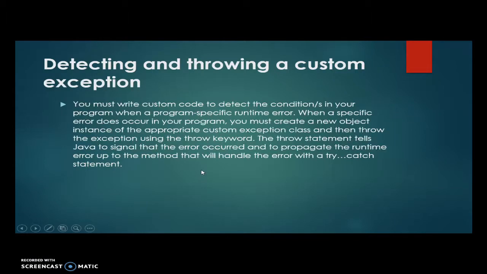To detect and throw a custom exception, we must write custom code to detect the condition or conditions in your program for a program-specific runtime error. When a specific error does occur in your program, you must create a new object instance of the appropriate custom exception class and then throw the exception using the throw keyword. The throw statement tells Java to signal that the error occurred and to propagate the runtime error up to the method that will handle the error with a try and catch statement. And here's the syntax.